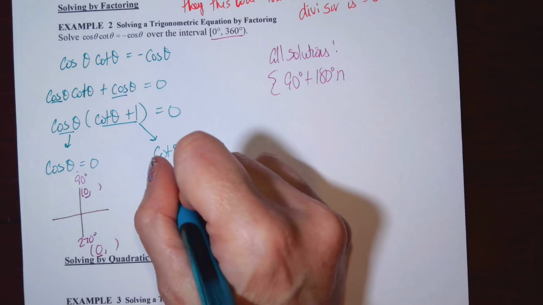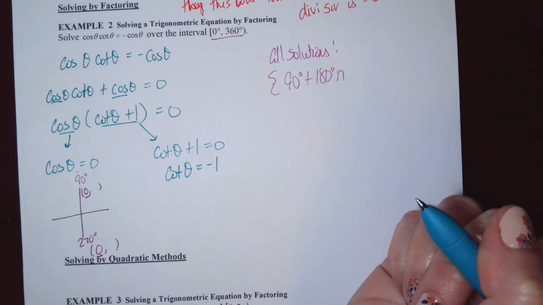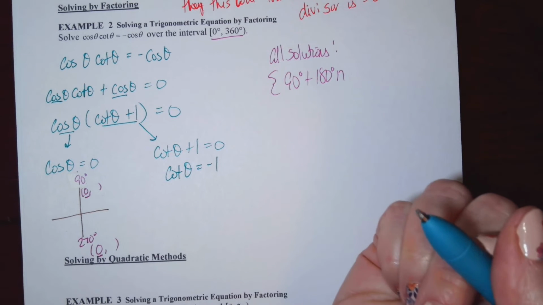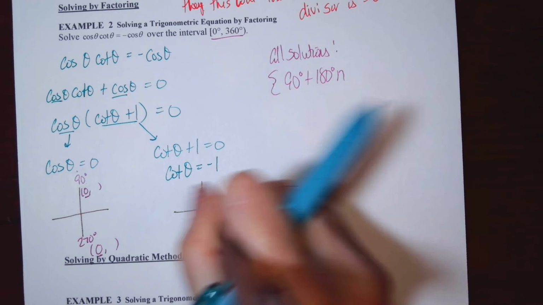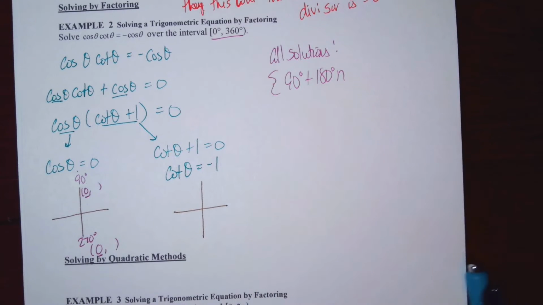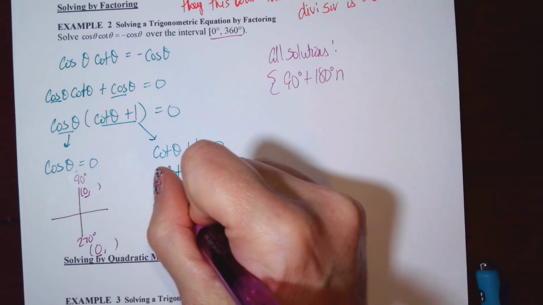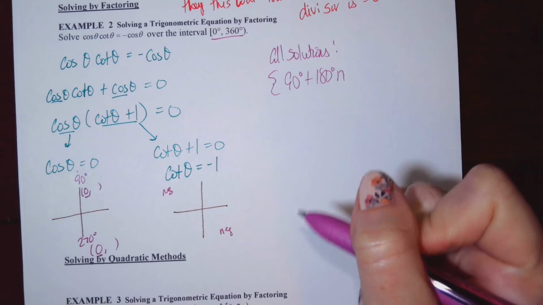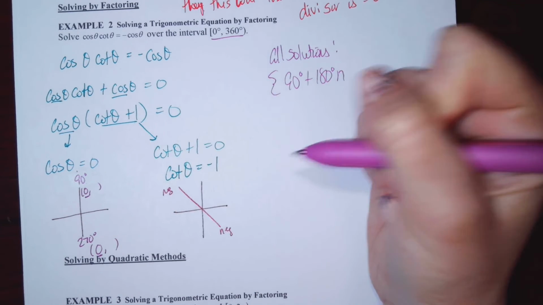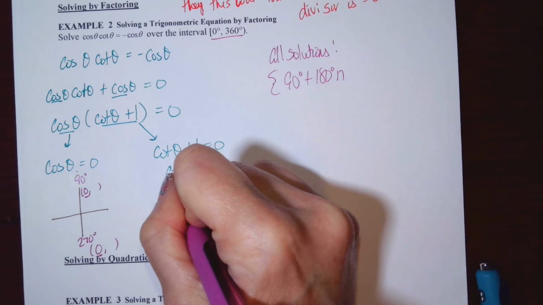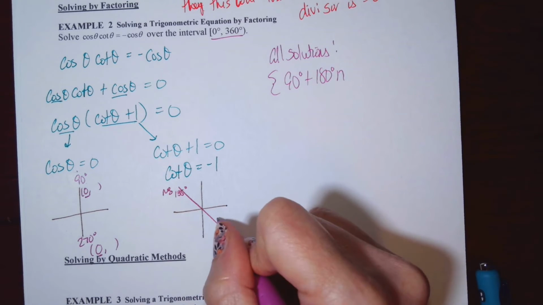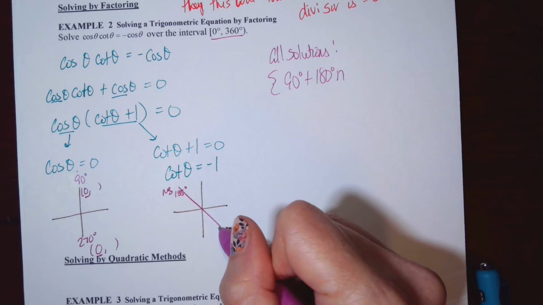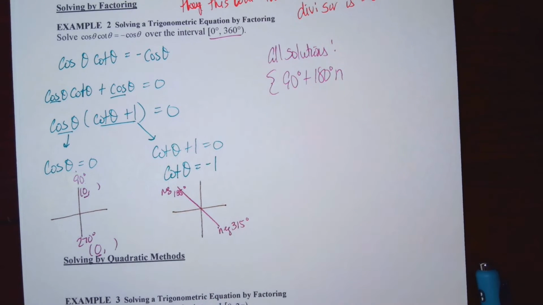We need to solve for cotangent theta. Cotangent theta is equal to -1. So where is cotangent -1? Well, cotangent theta is the reciprocal of tangent, and tangent is negative in quadrants 2 and 4, and it's 1 at the 45-degree angle marks there. So right here at 135, my tangent function value is -1. And down here at the 45, so 360 minus 45 is 315, my tangent function value, and therefore my cotangent function value, is -1.